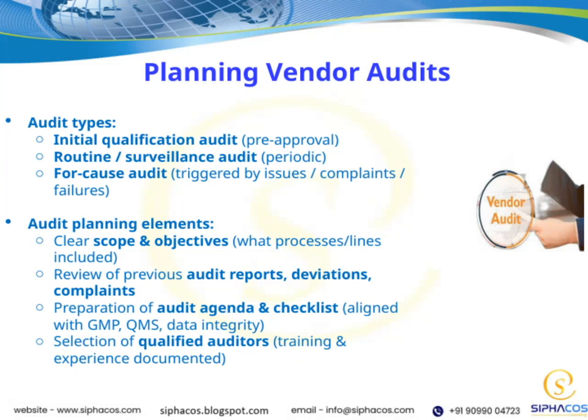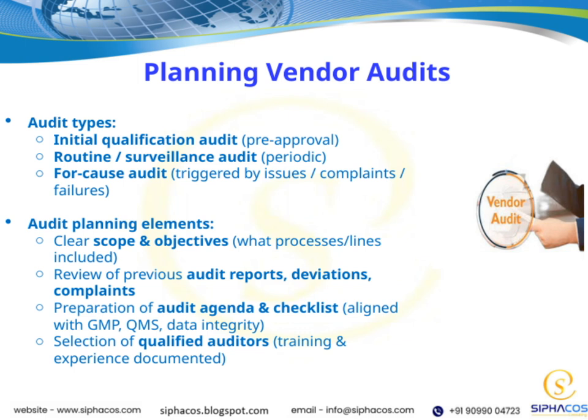Let's take a closer look at the different types of audits we might encounter. First, there's the initial qualification audit, which is typically done pre-approval to ensure that a supplier or process meets all the necessary standards before we proceed. Then, we have routine or surveillance audits, which are periodic checks to verify ongoing compliance and performance. Lastly, there are for-cause audits, which are triggered by specific issues, complaints, or failures that need immediate investigation.